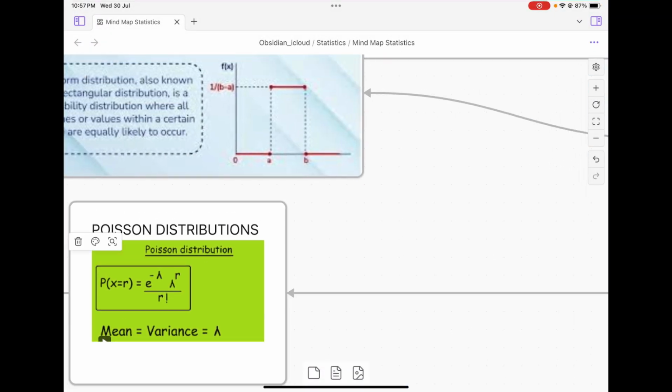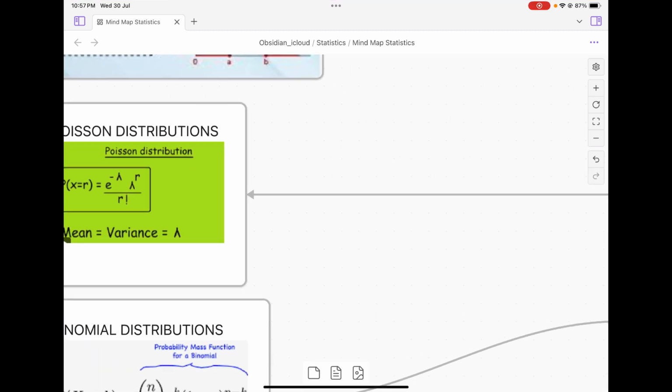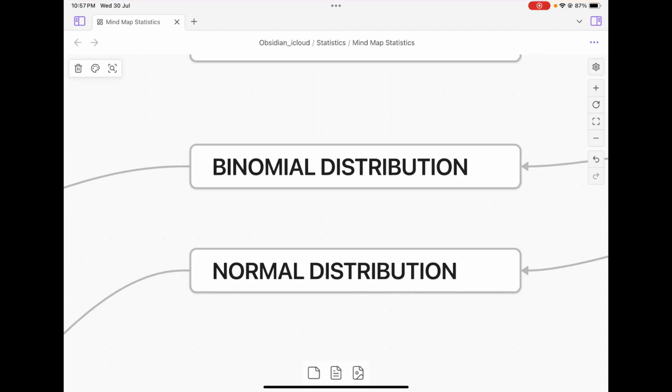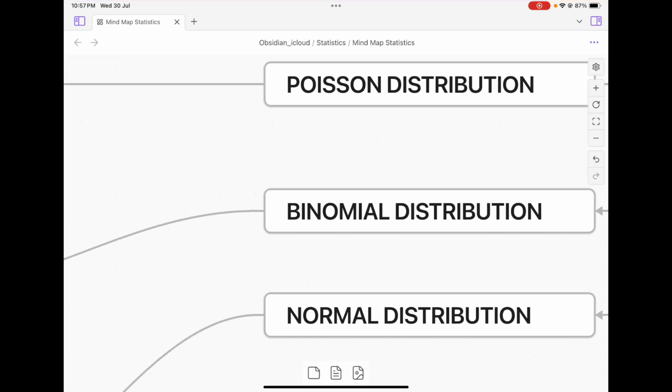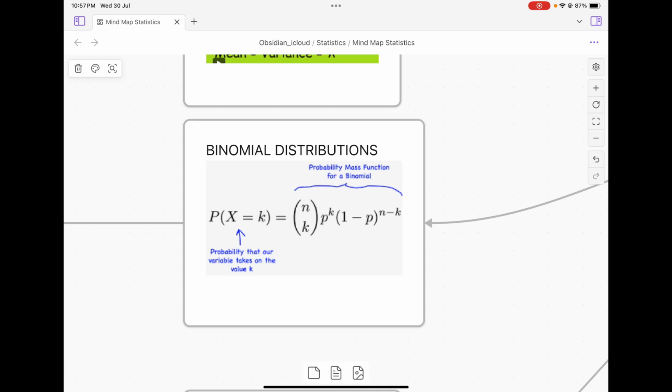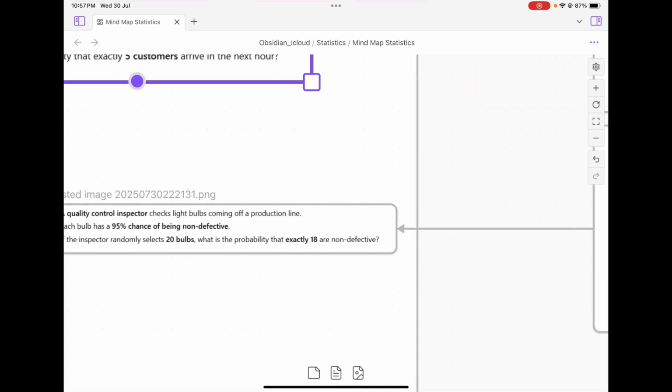Now coming to the next distribution, we will see the binomial distribution, and then we will move to the Poisson distribution. So what is a binomial distribution? Before looking at the formula, let us look at an example here.